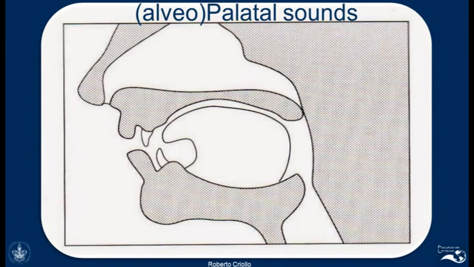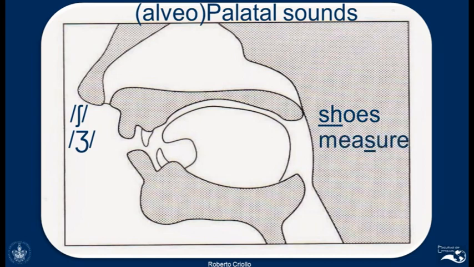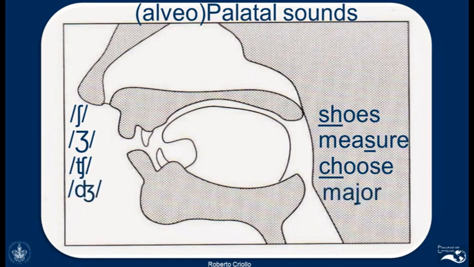We can see that these sounds, first of all, are produced with the front of the tongue touching or approaching the hard palate. Some examples are sh, as in the word shoes. There is also zh, as in the word measure. There is ch, as in the word choose. There is j, as in the word major.